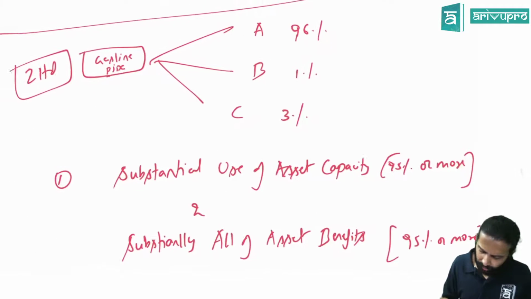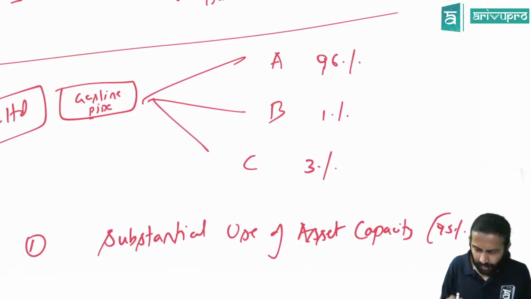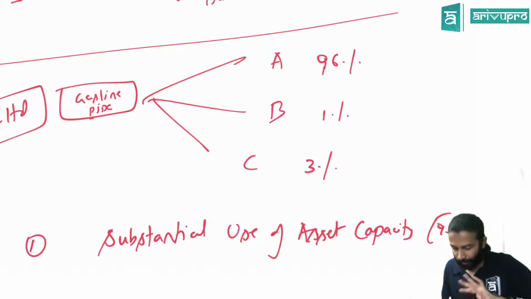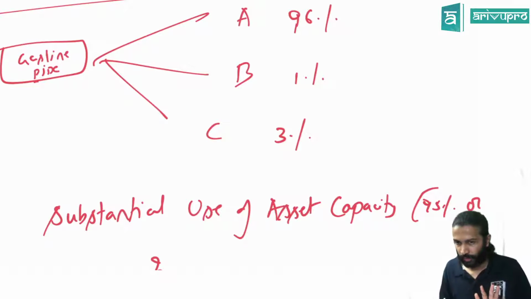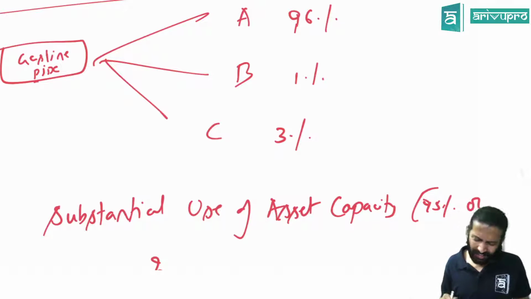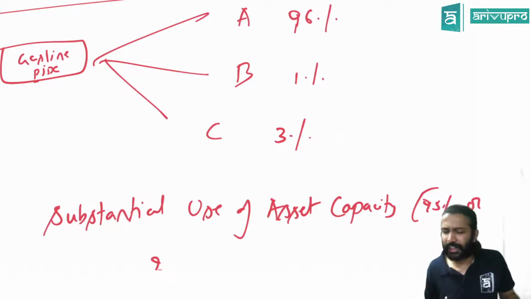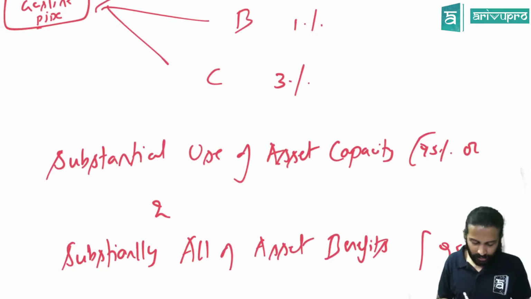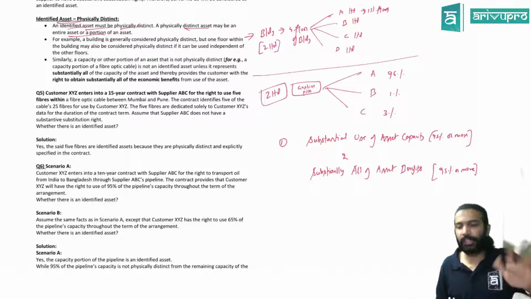If it is anything lesser than even 33, actually it is not called out. Okay, what is substantial? Looking at the institute's questions, I framed this 95% rule. Fair enough? If it is anywhere less than 95, take it as he does not have substitution. He's not using the asset at substantial capacity, hence it is not a lease.